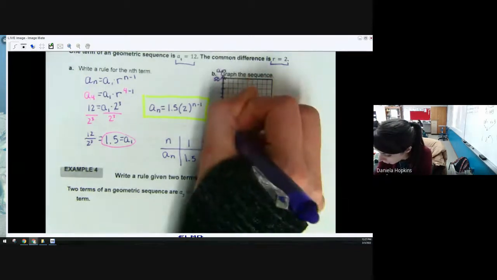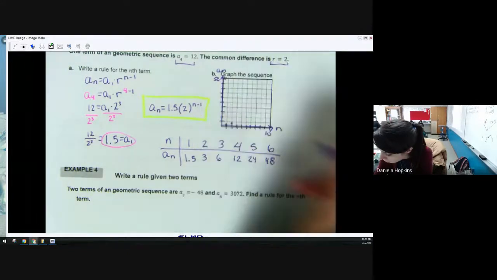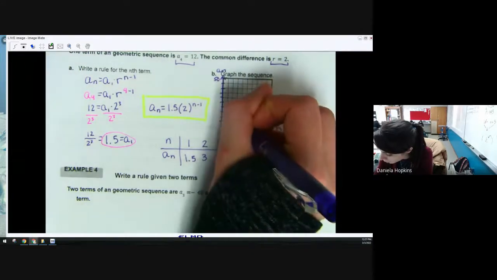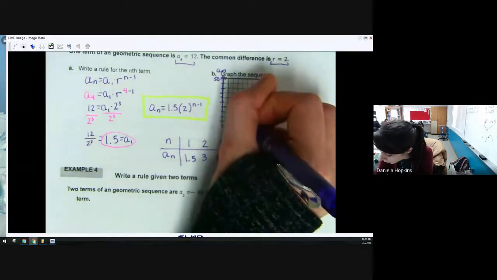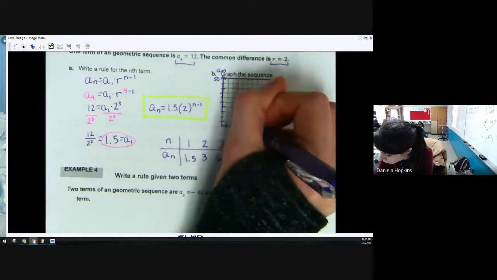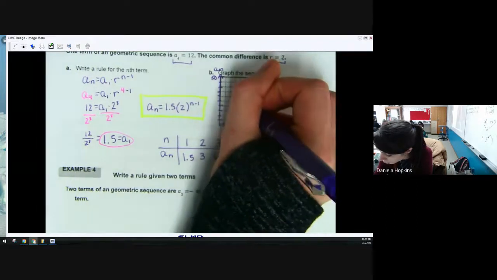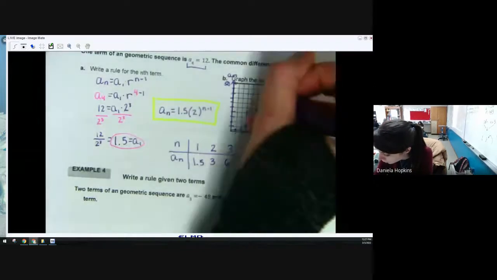So at 1, I'm at 1.5, which is sitting right there. At 2, I'm at 3. At 3, I'm at 6, so just above my 5. At 4, I'm at 12, so that's 10, 12 would be right about there. At 5, I'm at 24, so 5, 10, 15, 20, 25, just under 25. And then at 6, I'm just under 50.